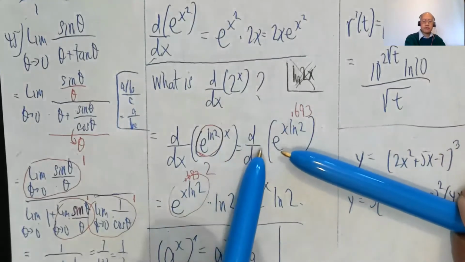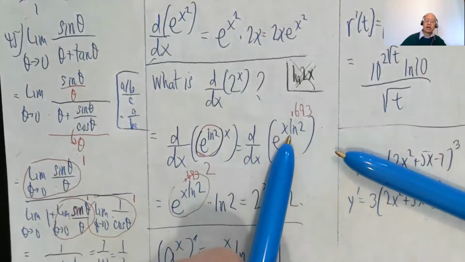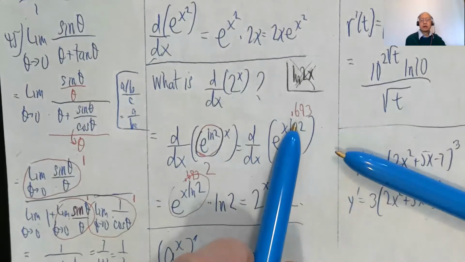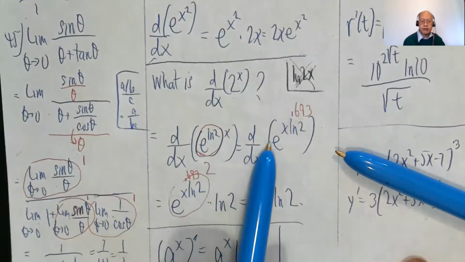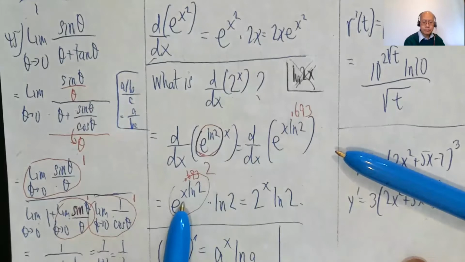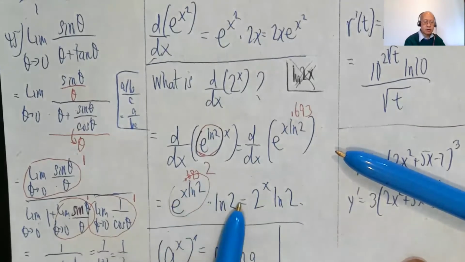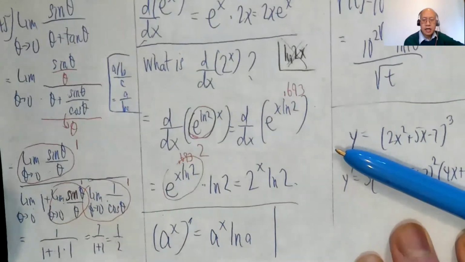So I'm asking the derivative of e to the x ln 2. Now ln 2 is like 0.693. So it's like asking what's the derivative of 0.693x? Well, it's 0.693. So the derivative of this is the same thing times the derivative of the exponent, the derivative of x ln 2, which is ln 2. Then I can rewrite this back as 2 to the x, so 2 to the x ln 2.